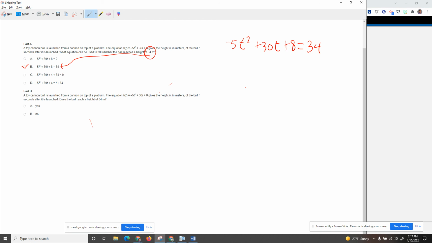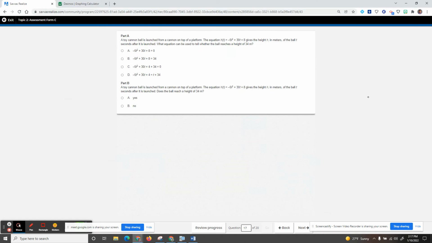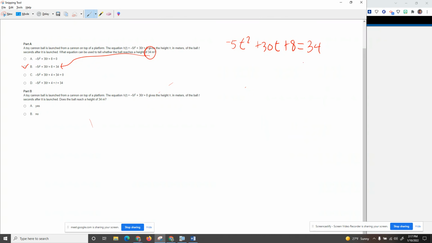Now, in order to answer the question yes or no, we're going to subtract that 34 to the other side. So you're going to end up with negative 5t squared plus 30t minus 26. I'm going to now find the discriminant of this. Very simply, if the discriminant is 0 or positive, the answer is yes, the ball can reach 34 feet. If the discriminant is negative, then the ball cannot reach that height. So let's find out what the discriminant is.